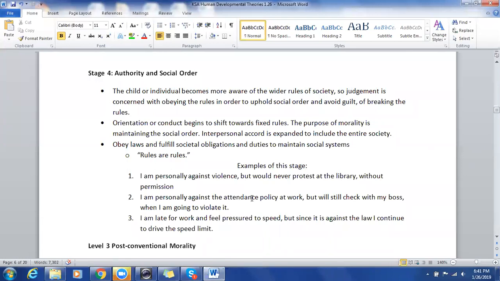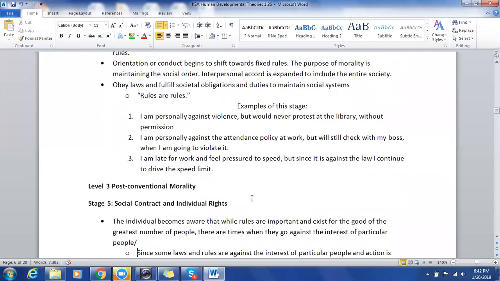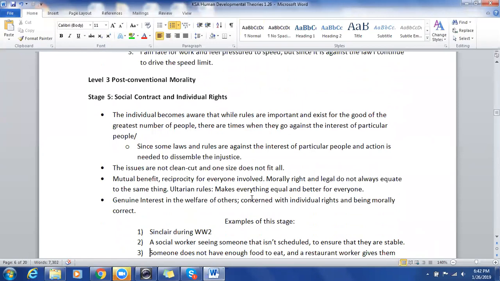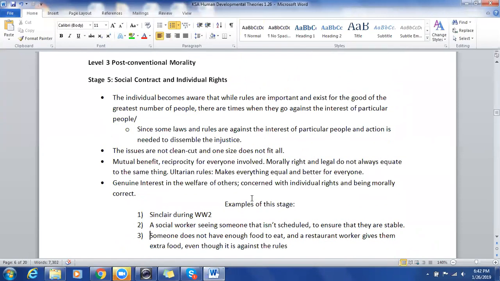Third one, I am late for work and feel pressured to speed, but since it is against the law, I continue to drive the speed limit. And then I end up being late for work anyhow. So level 3, post-conventional morality. And this is the higher thought process. And this is where not a lot of people end up getting to. So what does it actually look like and mean?